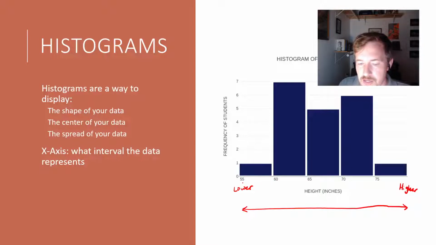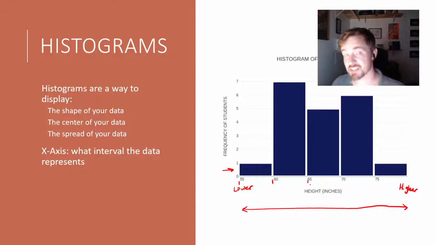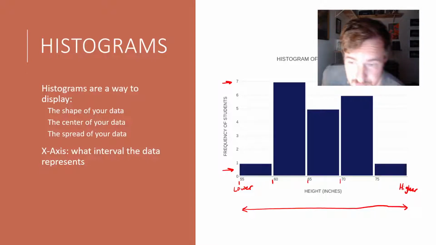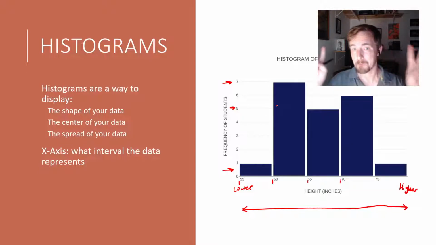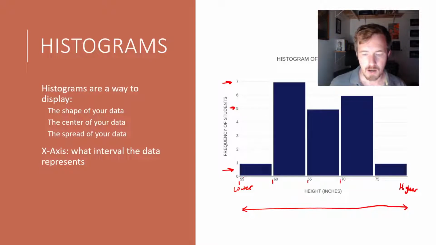But you can see that here what we're showing is that for people that have height between 55 inches and 60 inches, we only have one of those people. For people that are between 60 inches and 65 inches, we have 7 of those people. How many people do we have between 65 and 70? You guessed it, we have 5 people. So this is a nice, easy way to show buckets, or what they call bins, of people.